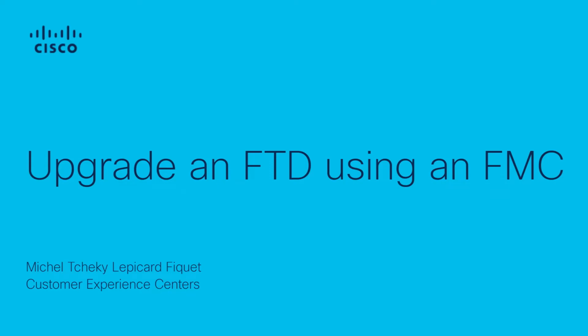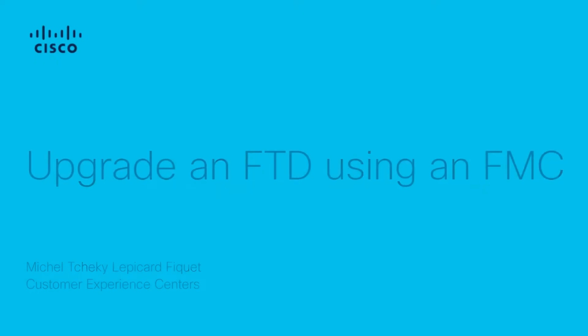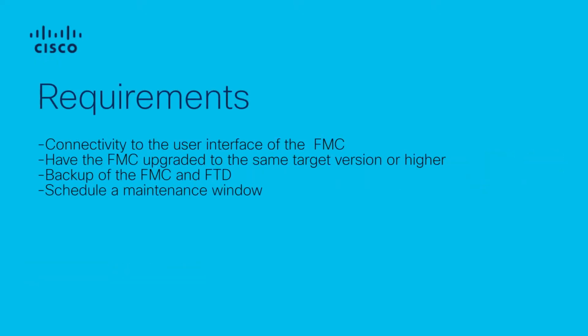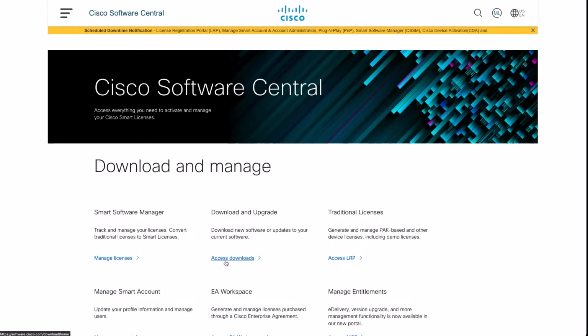Today I will show you how to upgrade an FTD using an FMC. Before doing the upgrade, make sure you meet all the following requirements. Connectivity to the user interface of the FMC. Have the FMC upgraded to the same target version or higher. Backup of the FMC and FTD. Schedule a maintenance window. To begin, please download the image from Cisco support site.